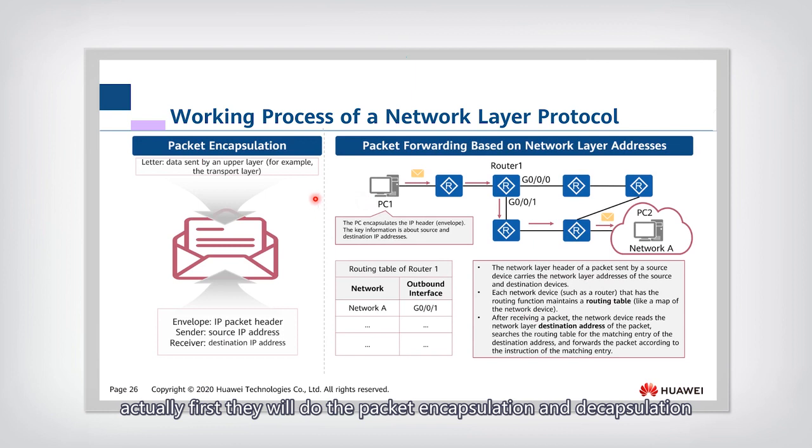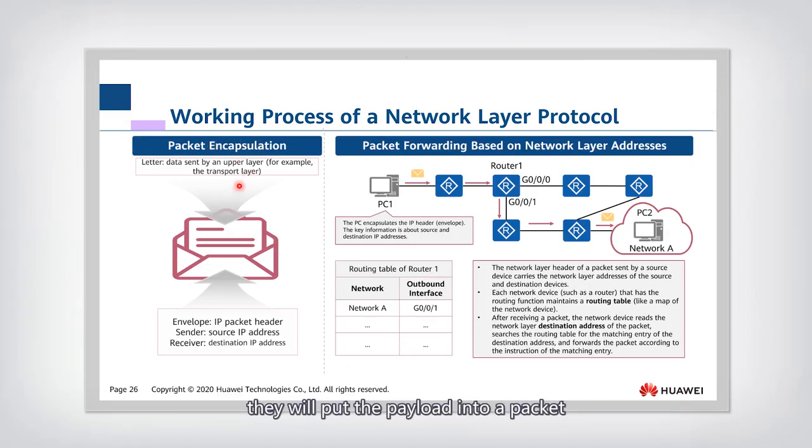Let's look at the detailed working process of a network layer protocol. Actually, first they will do packet encapsulation and decapsulation. Every layer does this function. They put the payload into a packet by adding some header and tail. But the most important function of the network layer protocol is packet forwarding.